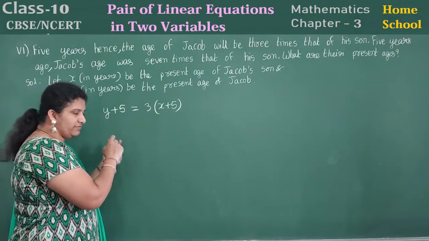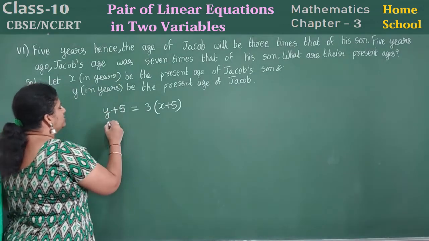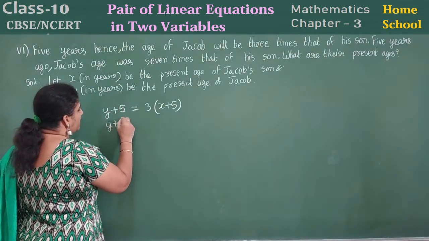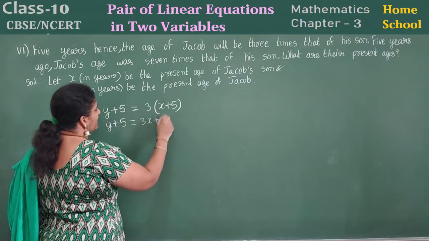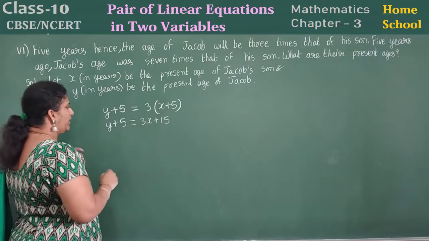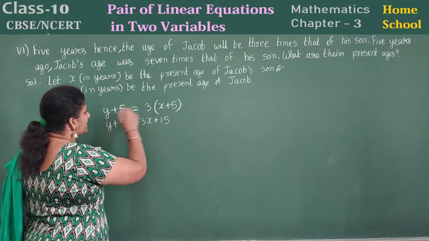This is the statement we need to frame. Okay, let's write the first equation, then we read the next question, the continuation question. So that will be y plus 5 is equal to 3 into x plus 5, 3x. 3 5s are 15. Okay, so now this number bring this side, y this side.